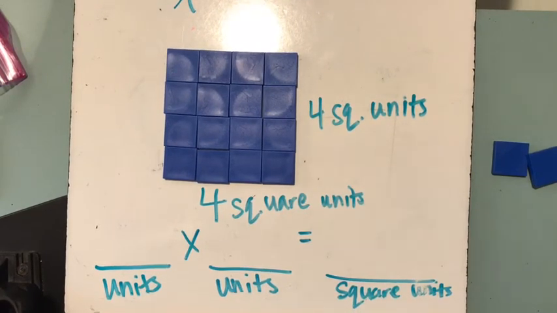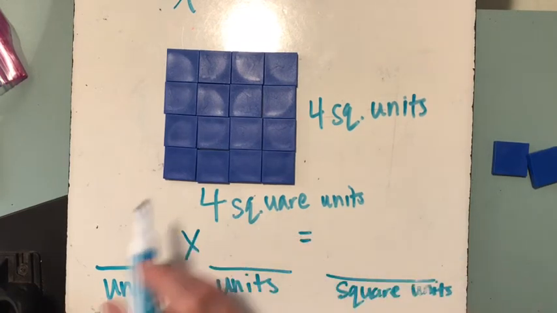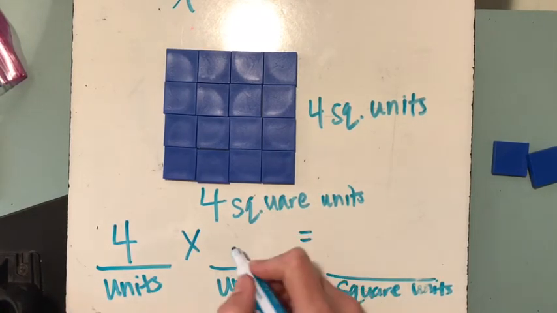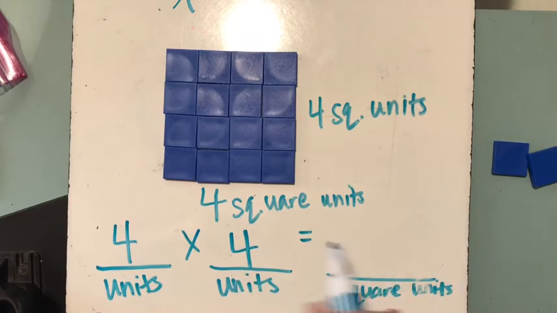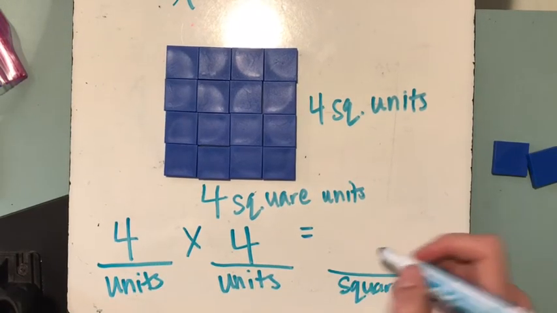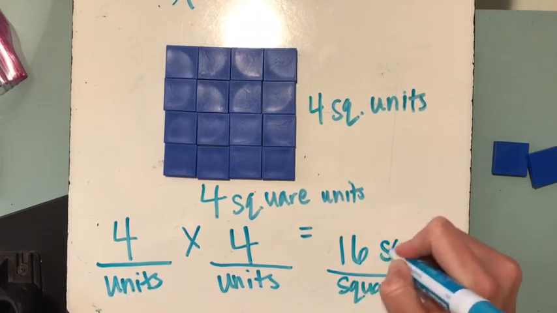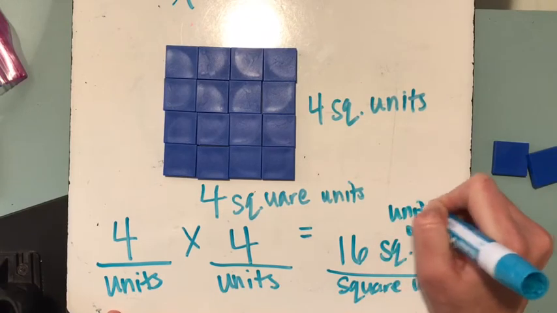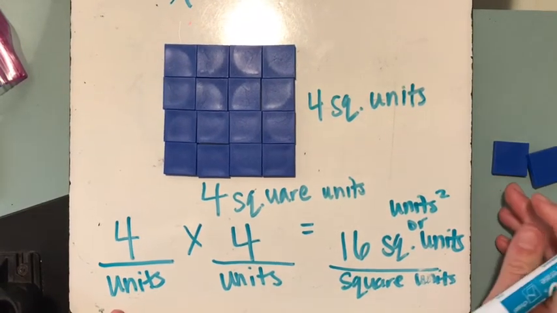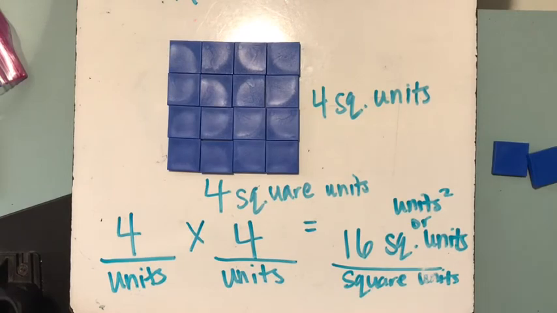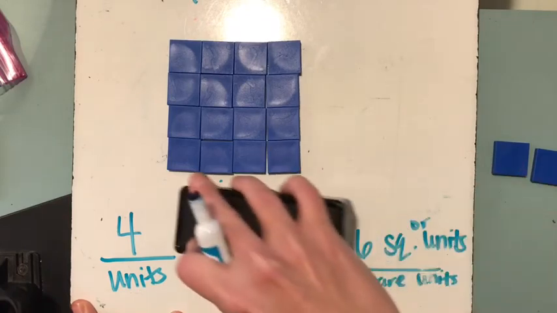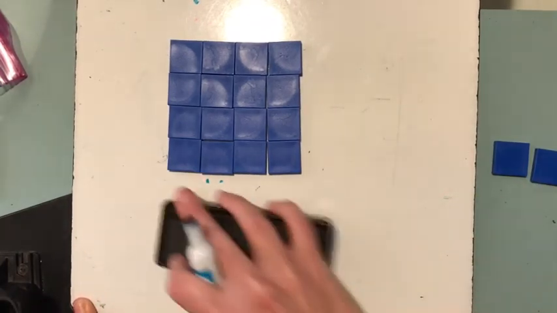Pause the video and solve it. Okay, for your length, you should have put 4, and your width was also 4, so a perfect square. So 4 times 4 equals 16. So it's 16 square units. And if you got fancy and you put the units with a little 2 on top, that is perfect. This time I gave you the side lengths. Next, I will not give you the side lengths. I want you to figure out the side lengths on your own.